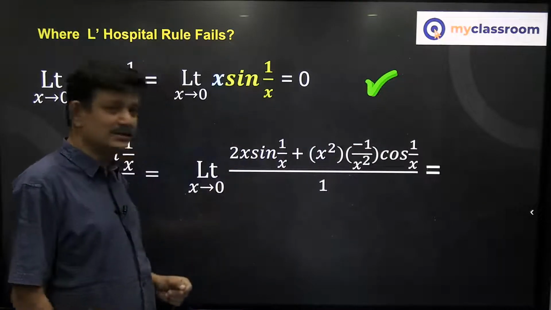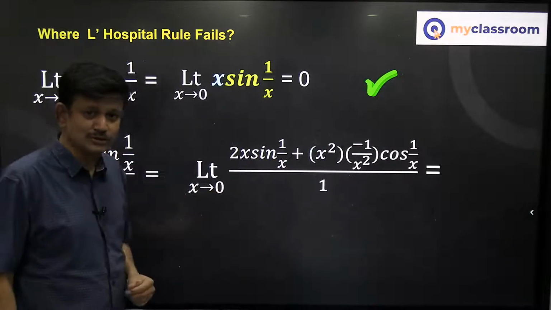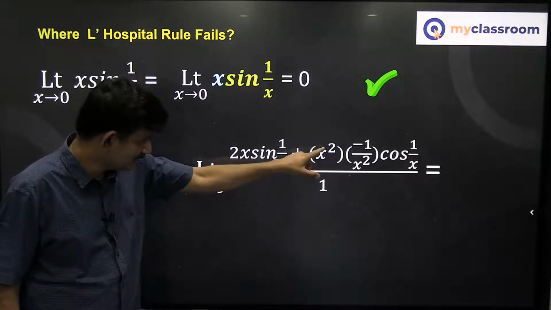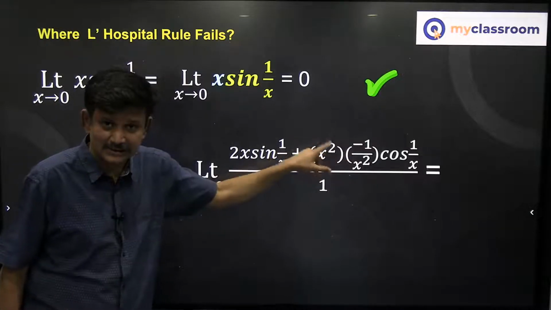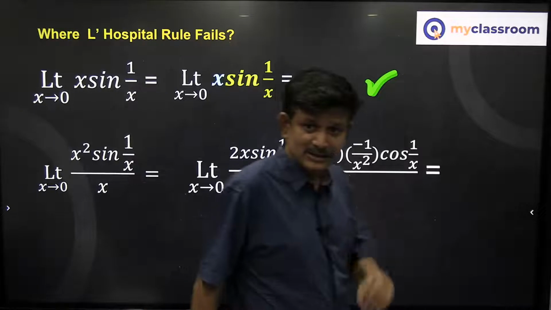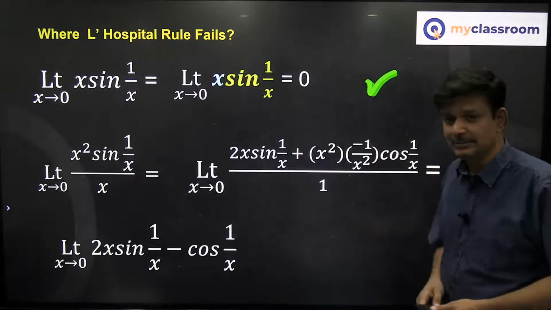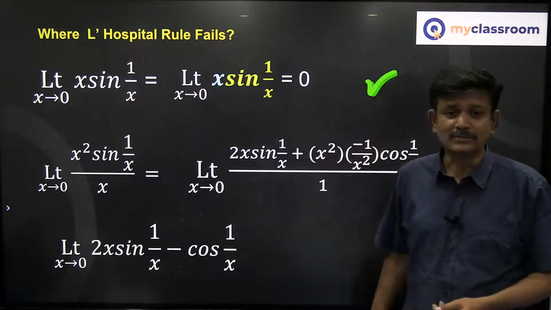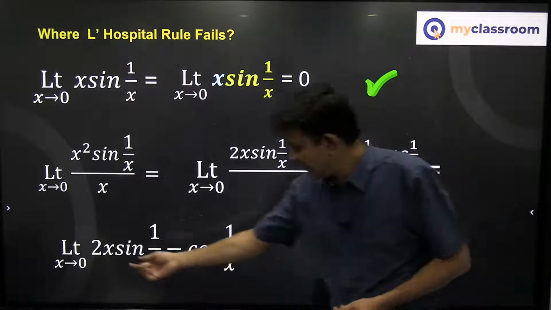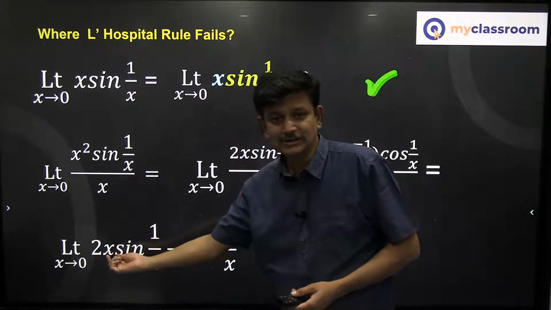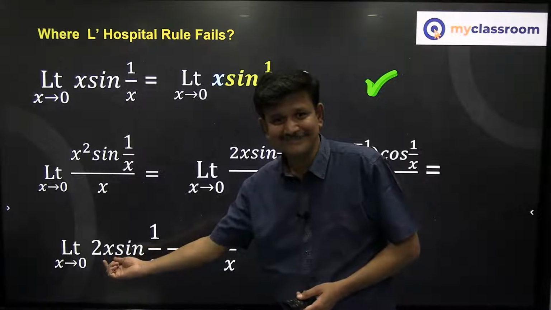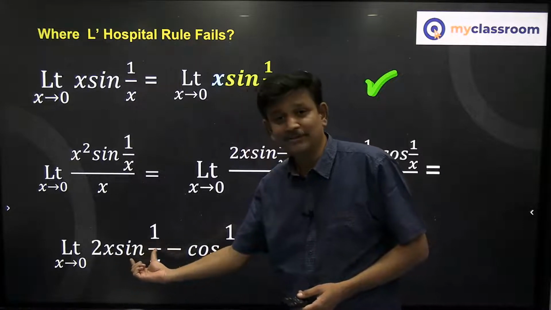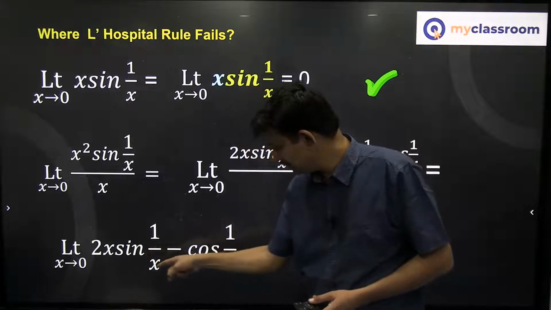Now how to evaluate this limit? As x tends to 0, you can see x square getting cancelled. So let me simplify this limit. What will this limit be? Limit x tends to 0, 2x sine 1 by x minus cos 1 by x. As x tends to 0, what is happening to this? Close to 0, yes or no? Between minus 1 and 1. So what is happening here?